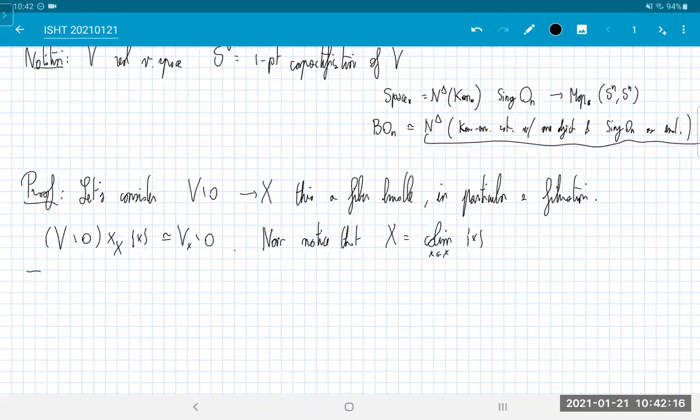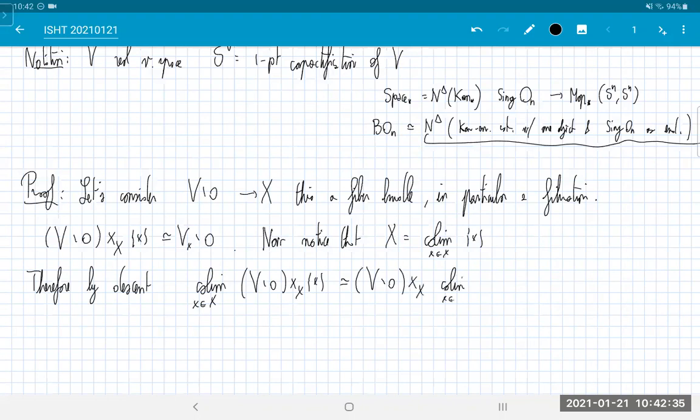And now, therefore, by descent, you have the colimit over x in X of this pullback is just, I can move the pullback out. This was one of the key properties of colimits in spaces. And so that's just V minus 0.